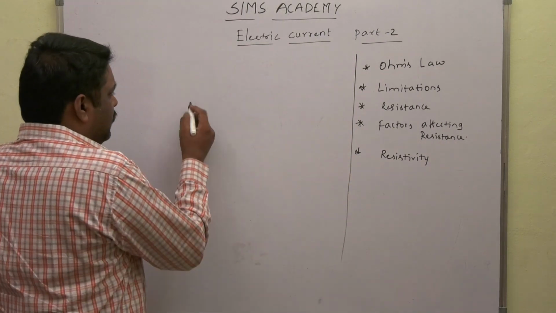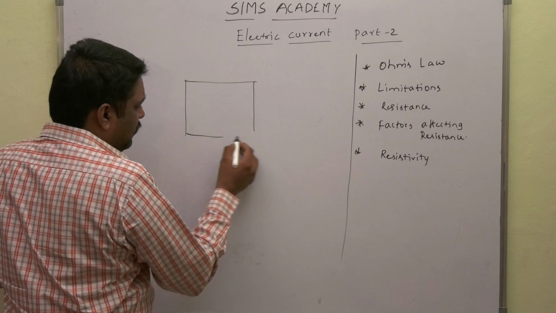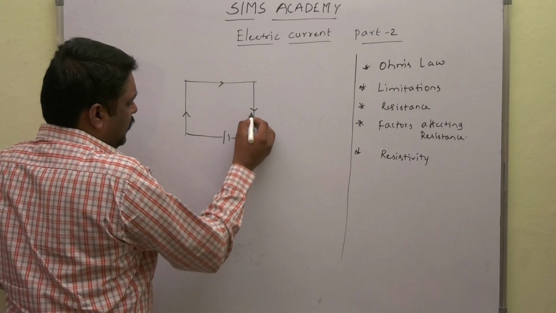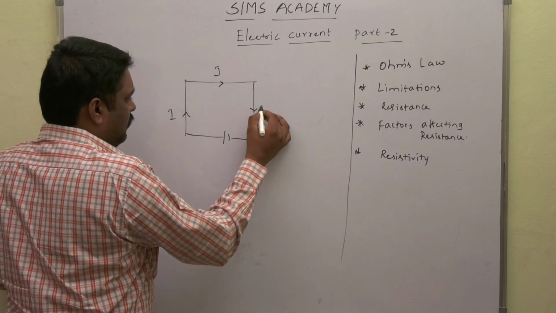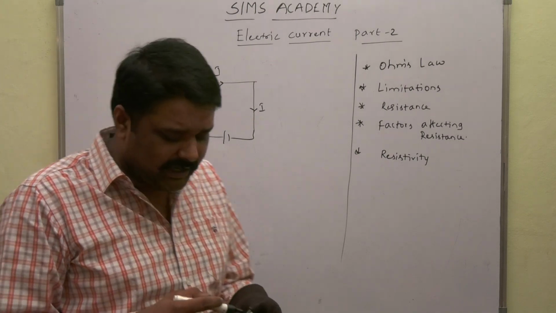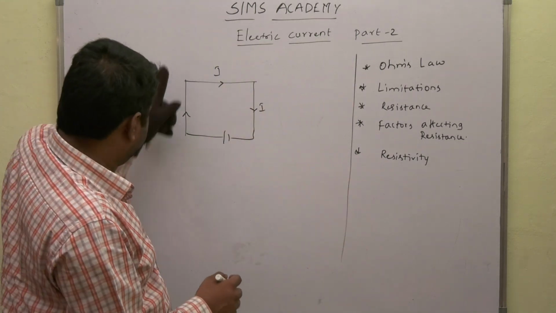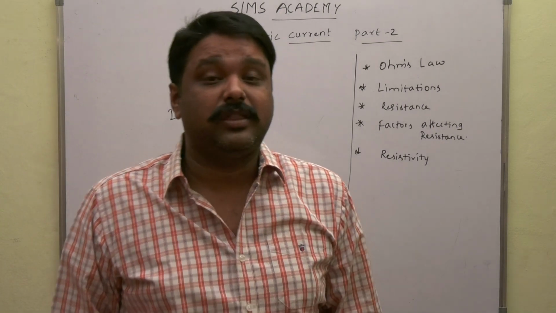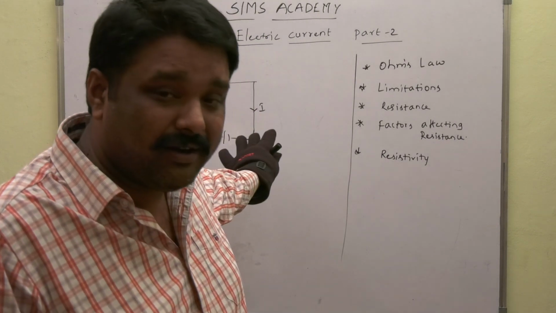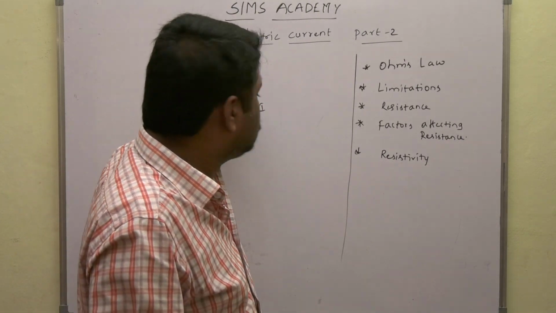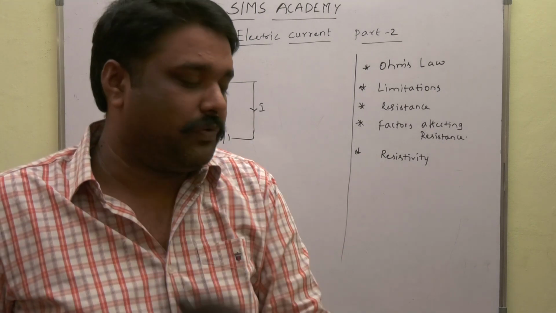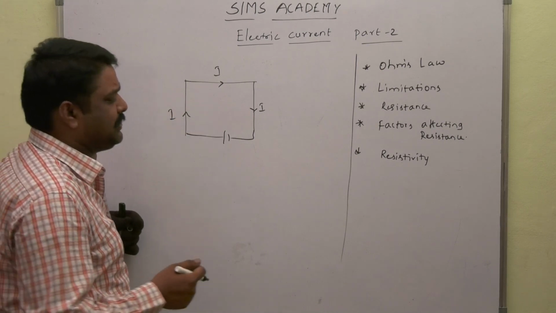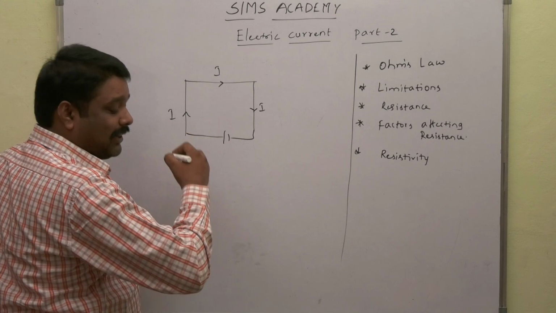Here let us consider a small circuit. This is a cell, and current is moving. Yes, current is following a particular direction, in this direction, here in this direction, here in this direction. But why do we say it is a scalar? Electric current is considered a scalar quantity, not a vector quantity. Why? Because even though it contains both magnitude and direction, it does not follow the other two laws.